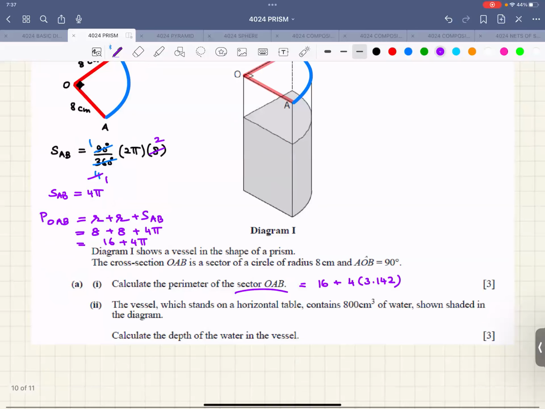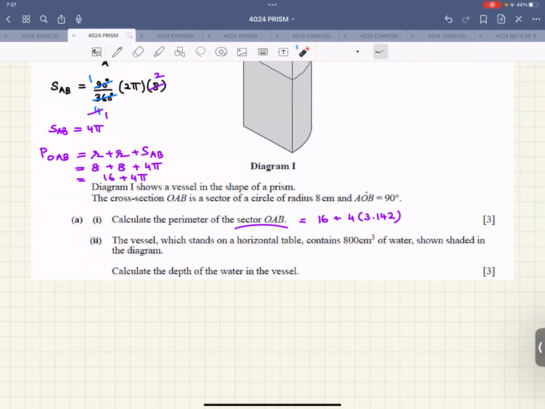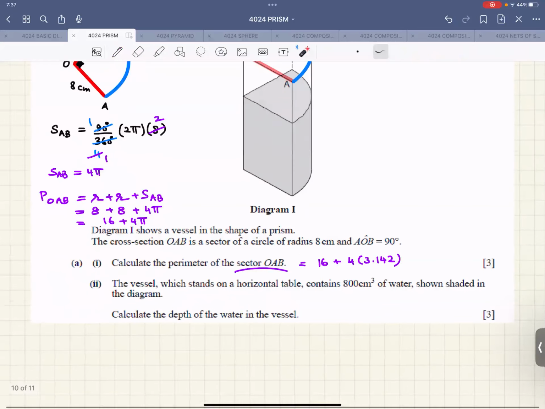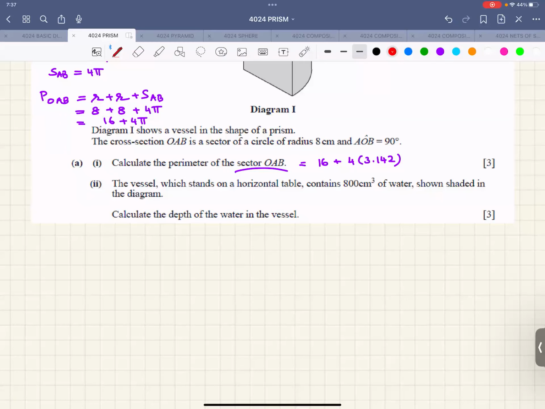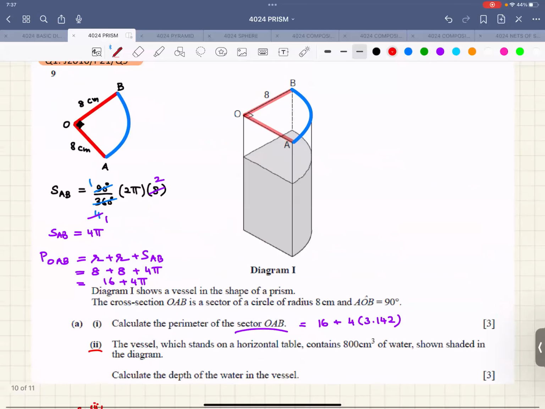Now it says the vessel which stands on horizontal table contains 8,000 centimeter cube of water. That is the volume of this water. Calculate the depth of water in the vessel. That means volume of water, part 2. So now I'm working on part 2. And that was part 1. So this was part 1.